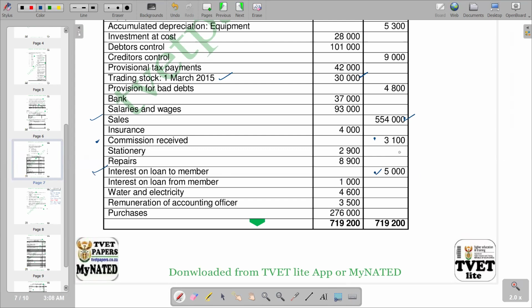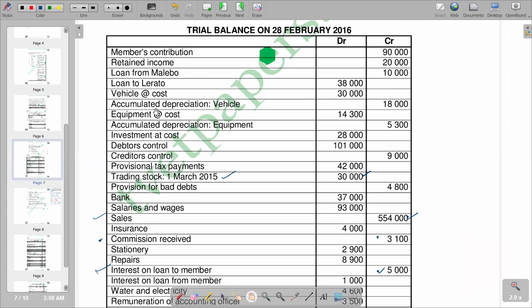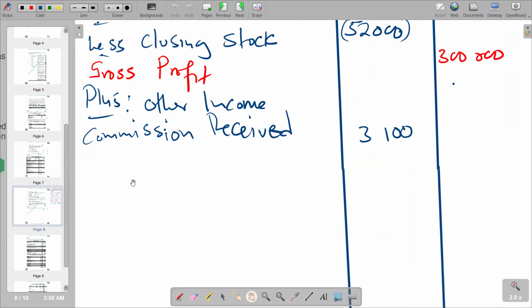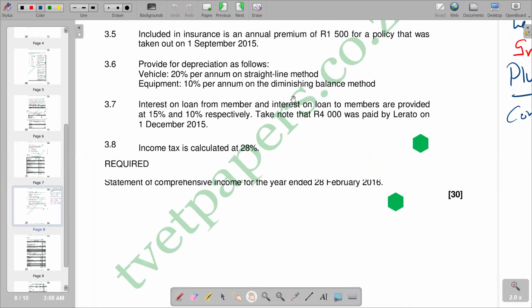So to get the amount for the period, we go to the balance that we are given, and there for interest on loan to member, which is the loan to Lerato, it is 30,000. Then you check the additional information: what is the percentage of the interest? Remember, 30,000 is the total amount of the loan. So you go to additional information. Let's see what it is saying. If you go to 3.7, it says interest on loan from member and interest on loan to member. Remember, we are concerned about interest on loan to member, provided as 50% and 10% respectively. So to member means it's our 10%.